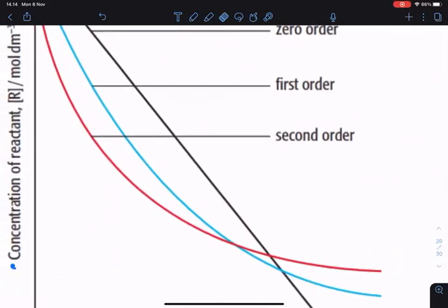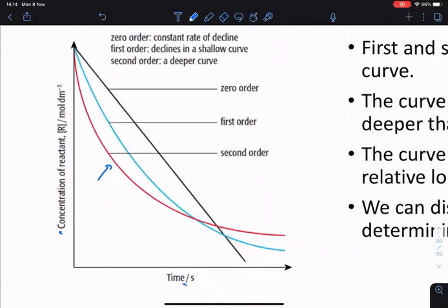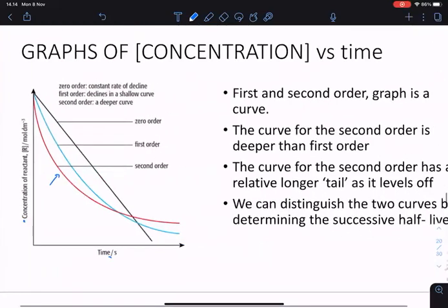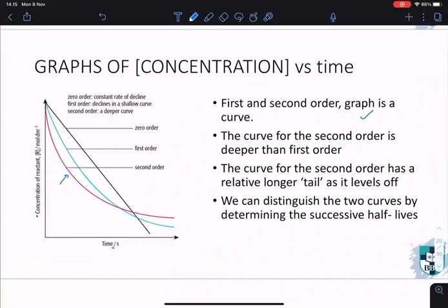It's going to be difficult to see, but if you have first order and second order together as a graph, it's easier to see. Why? The moment the curve is steeper, that is going to be a second order. And then they will intersect over here. So you can see first and second order, the graph is going to be curved, and the curve for the second order is steeper, with a longer tail. Whatever it is, if they exist together, it's easier to identify.